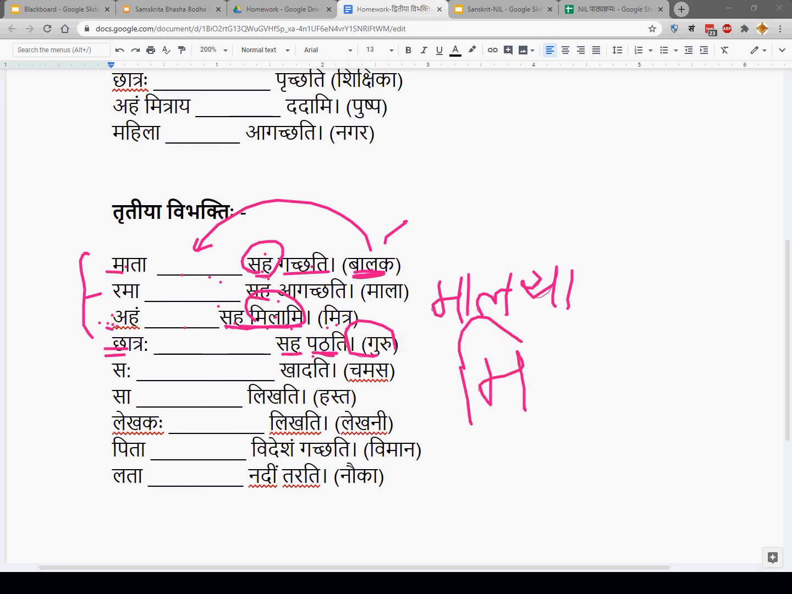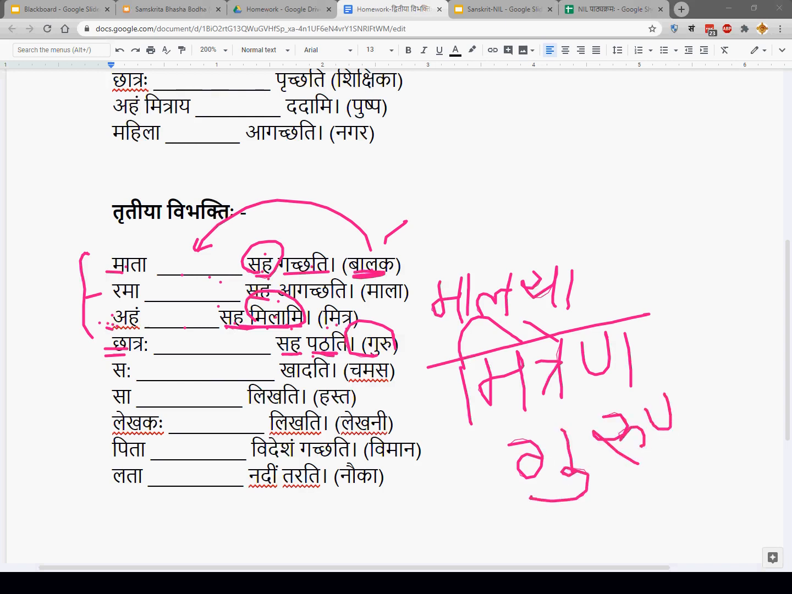So how do we pronounce mitrena? Like this, right? With a cerebral na. Mitrena, not mitrena. Similarly, guruna also gets the cerebral na. So na changes to na. This we discussed last week, when na changes to na.